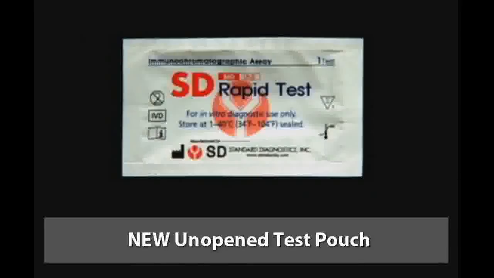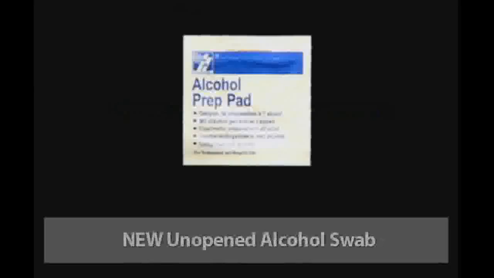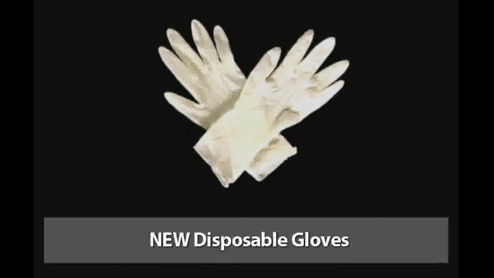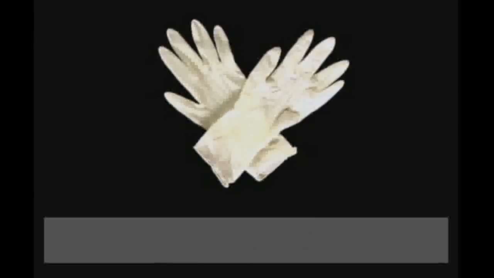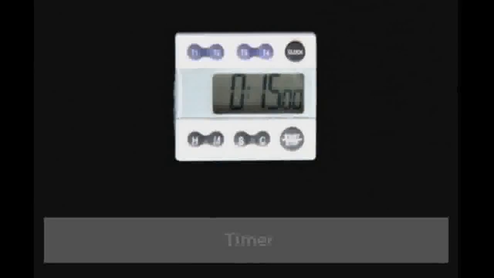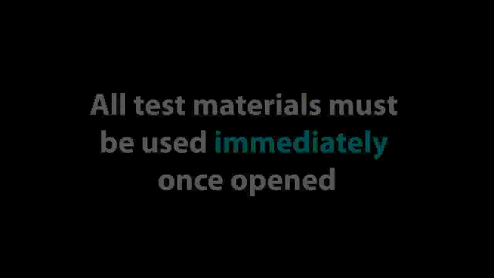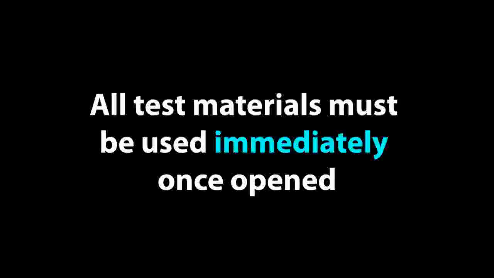New unopened test pouch. New disposable specimen loop. New unopened alcohol swab. New unopened lancet. New disposable gloves. Buffer. Timer. Lancing device. Now remember, all test materials must be used immediately once opened.